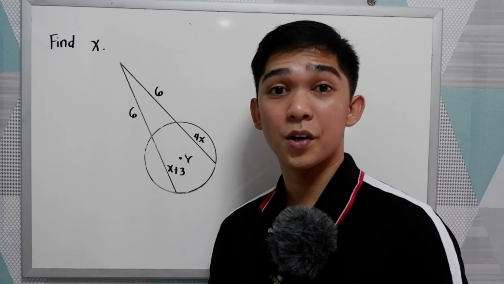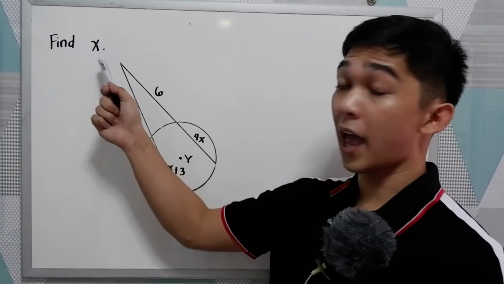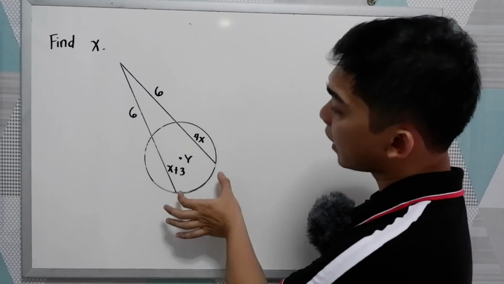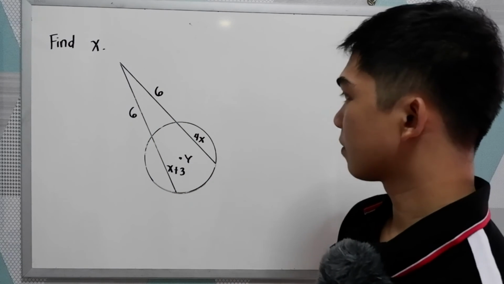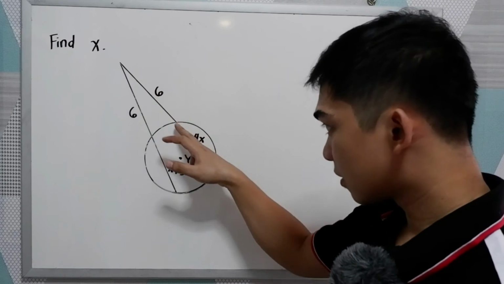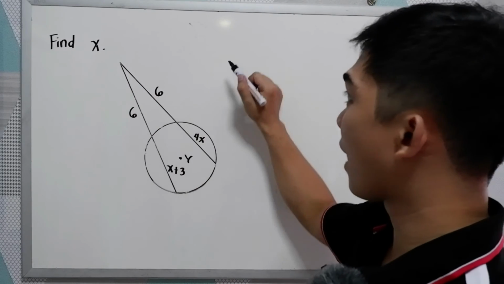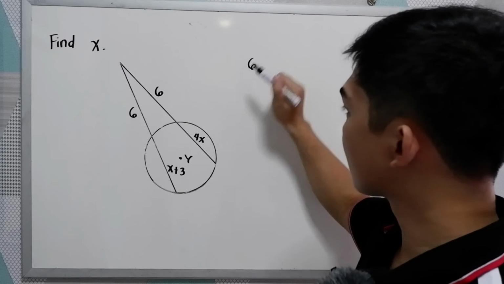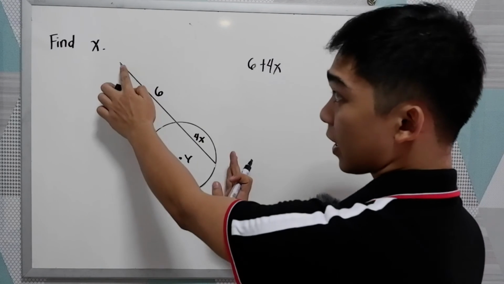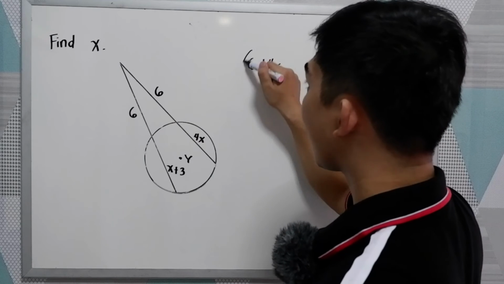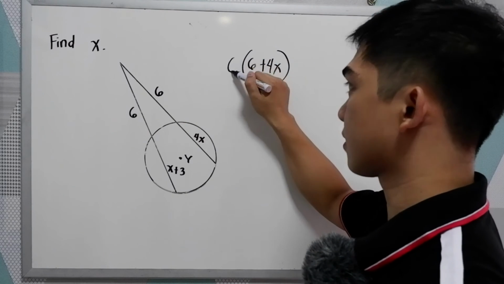Now, to better understand our theorem, let's have this problem. We're going to find x given the circle and the two secants. So in our theorem, the length of the other segment, so we have 6, we're going to add 4x, this will be the total length of the first segment, times its external part. The external part is 6.